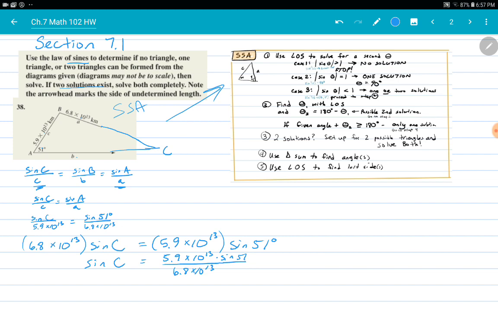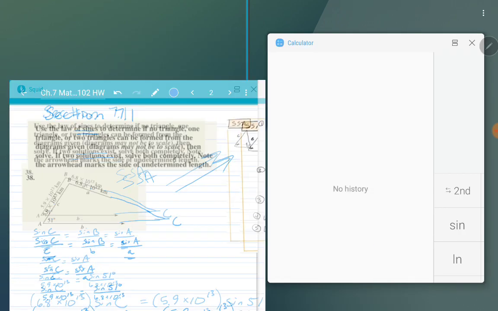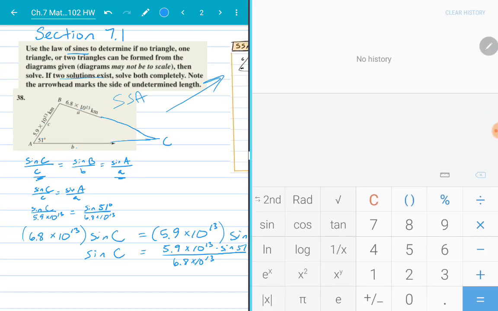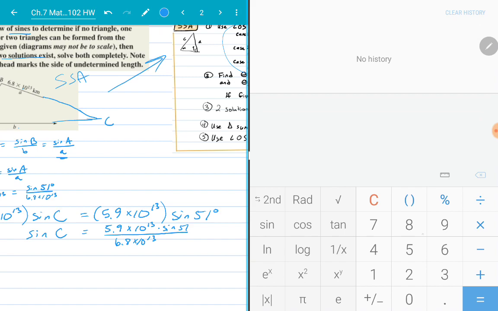And then I've got to put that in my calculator to see which case we're in here: no solution, one solution, or possibly two solutions. So I'm going to stick that into my calculator. I'm going to do parentheses on my numerator and denominator to make sure my order of operations follows that rule.